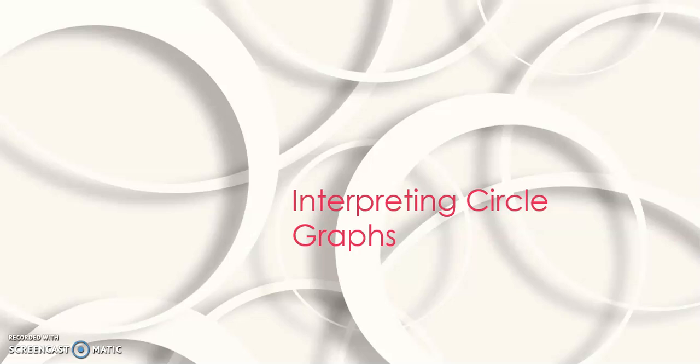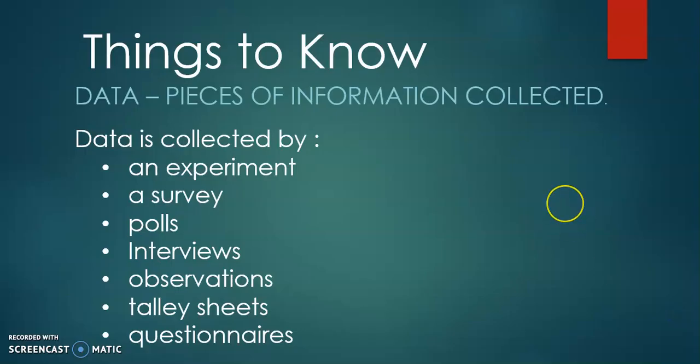This week what you're going to be learning about is interpreting circle graphs. So some things to know before you get started is that data is collected by an experiment, a survey, polls, interview, observations, tally sheets, and questionnaires. So basically they're asking questions and they're gathering that data really in any of those forms.